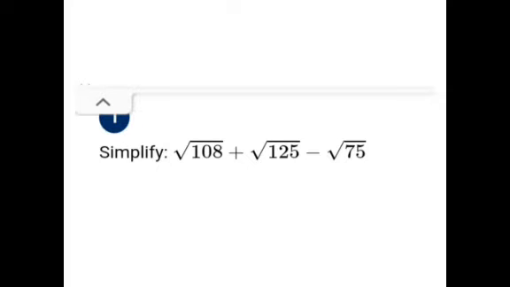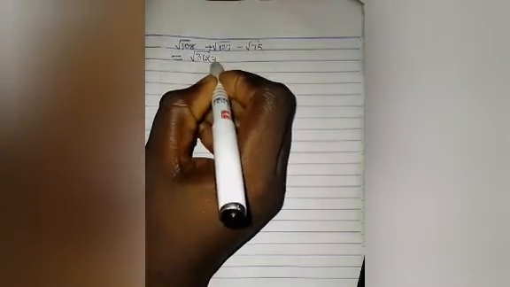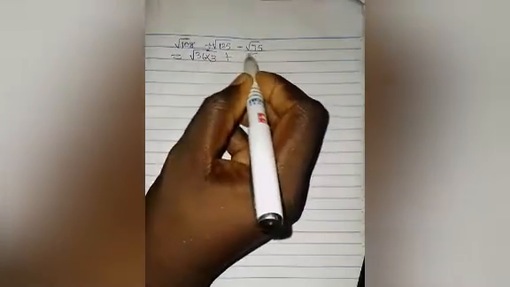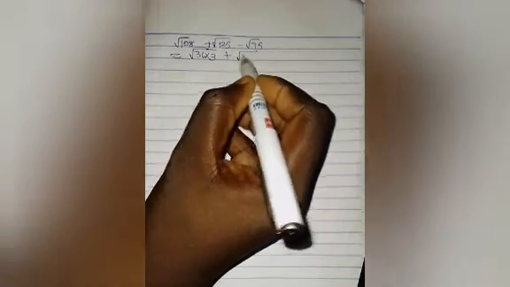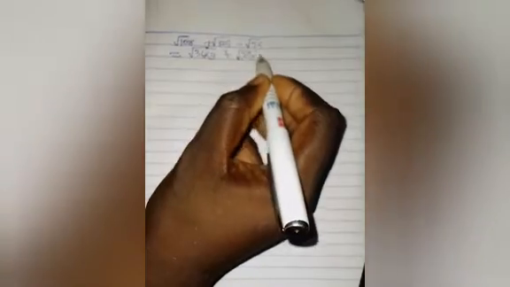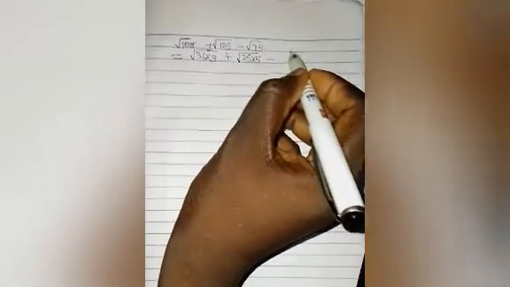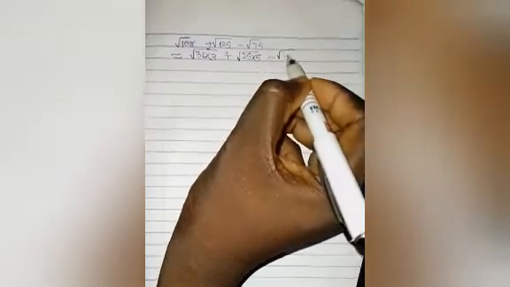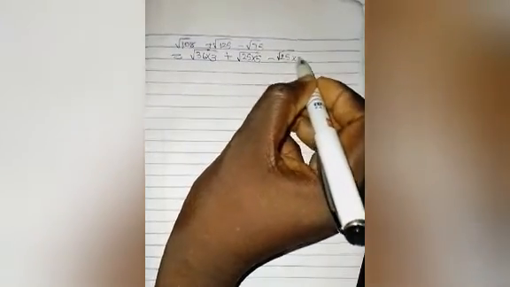Number 1. Simplify root 108 plus square root of 125 minus square root of 75. We simplify this way by breaking it down. 108 is the same thing as 36 times 3, plus 125 is the same as 25 times 5, minus 75 is the same as 25 times 3.